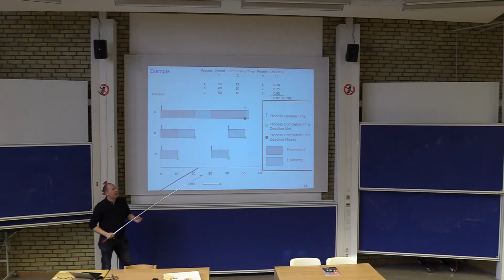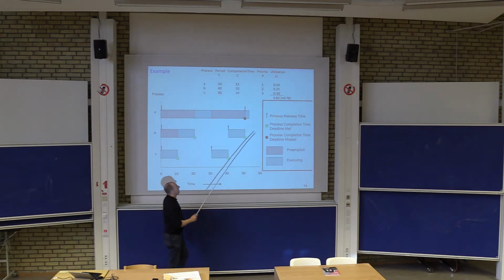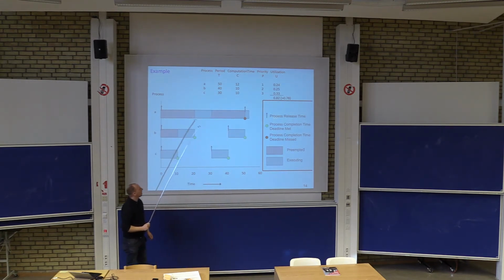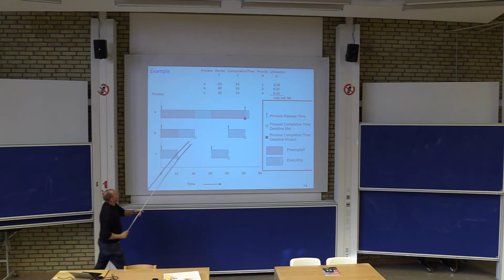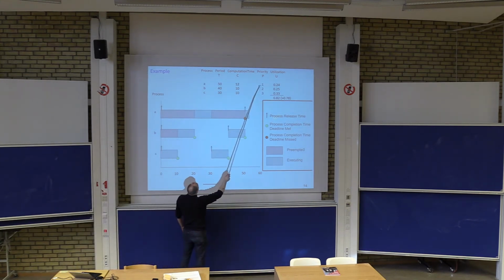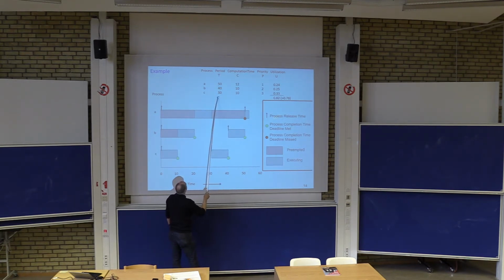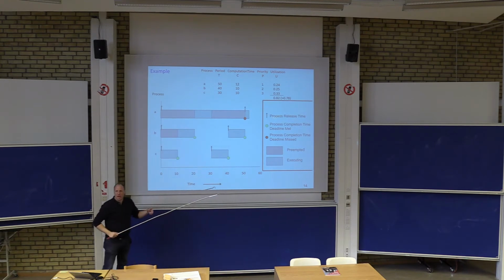Which is larger than 78%, where we are guaranteed to meet our deadlines. So if you look at the priority, the lowest priority goes to the longest period, and the highest priority goes to the shortest period. And if now the scheduler is executing according to these priorities, they are assigned from the rate monotonic principle.